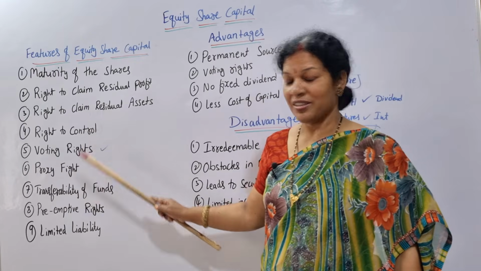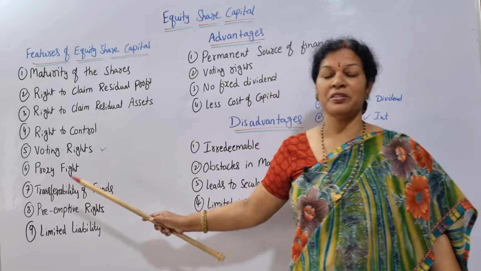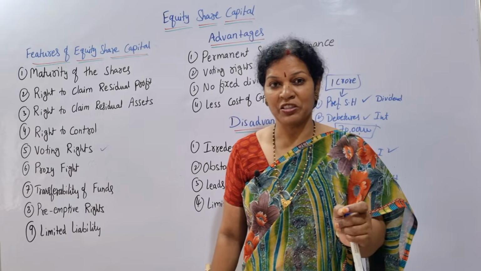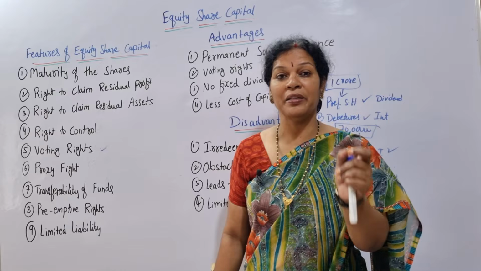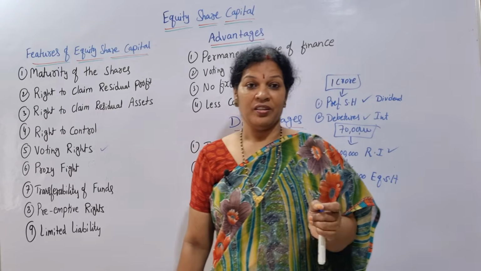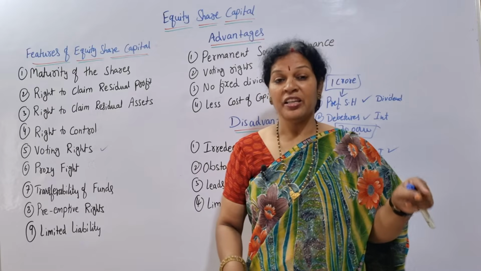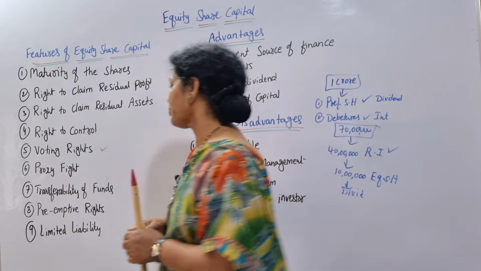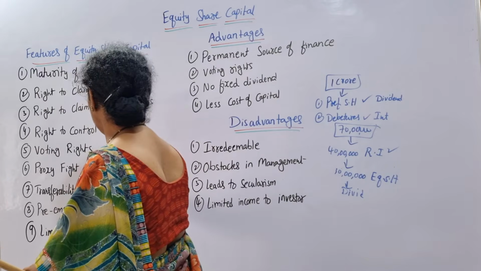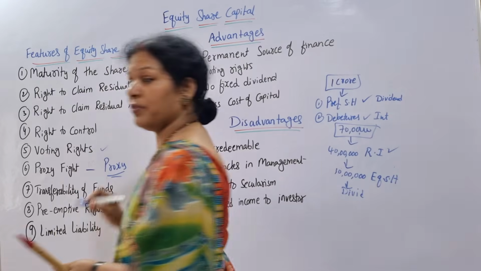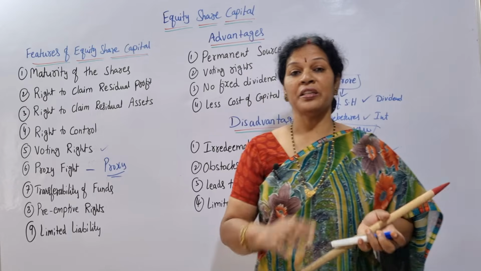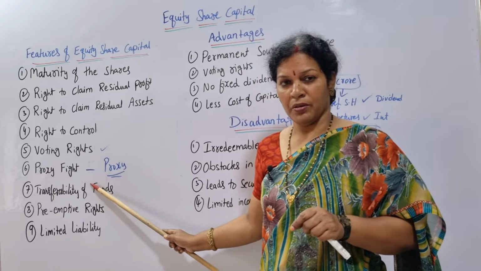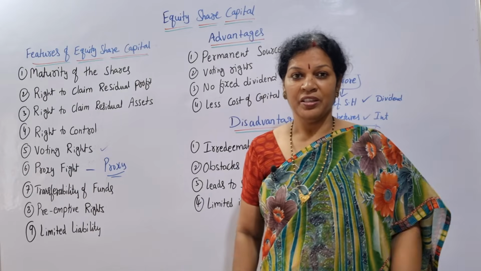Now, connected to these 2 points, next thing, proxy fight. As I said, voting right is there for the equity shareholder. If an equity shareholder is unable to participate in the company meeting and unable to vote during the elections of the board of directors, then he may send another person. That person, we call him a proxy. Proxy means substitute of equity shareholders to participate in the voting of the elections. They have the right to appoint a proxy on behalf of the equity shareholders.